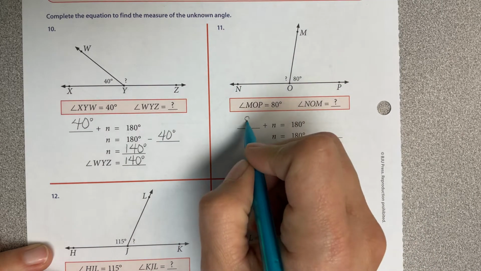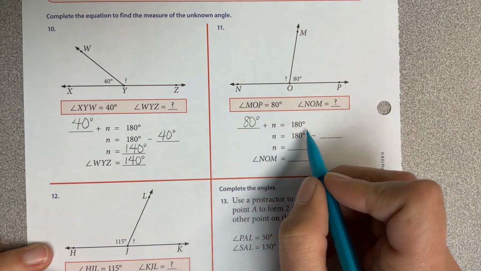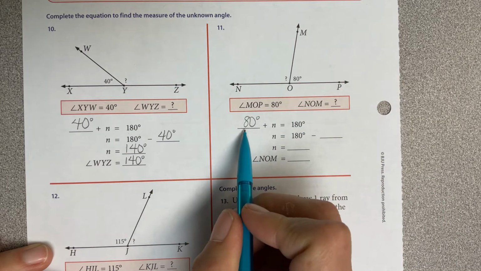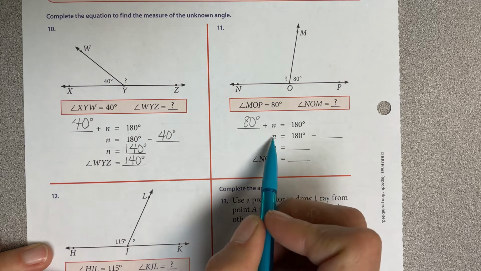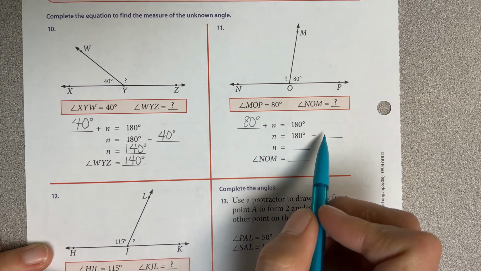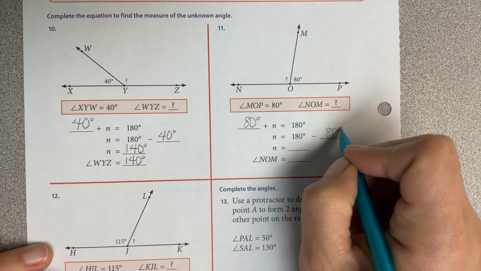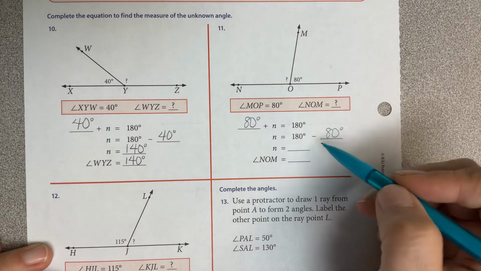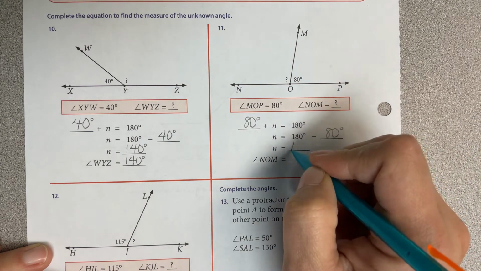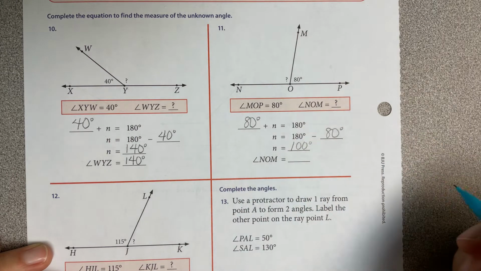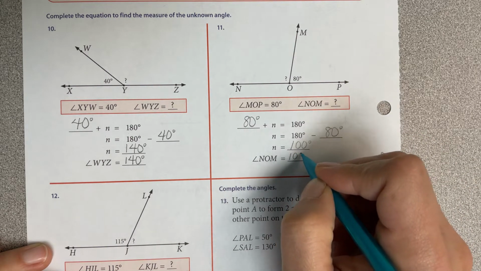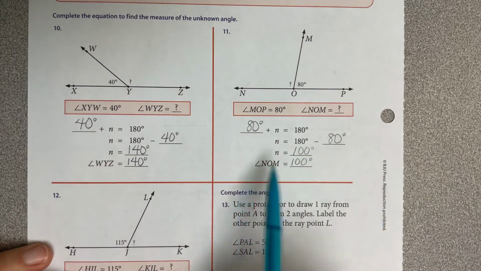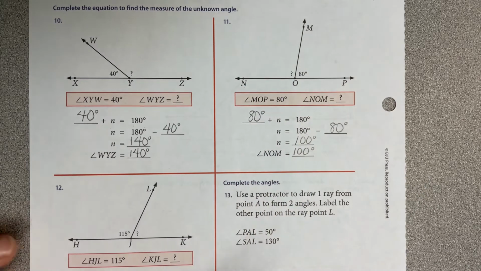So my known is 80 degrees plus n equals 180 degrees. I subtract 80 degrees on this side to get n by itself. Whatever I do to one side, I must do to the other to keep them equal. So I subtract 80 degrees on the other side. 180 degrees minus 80 degrees is 100 degrees. So angle NOM is 100 degrees. Okay, so we've got angle POM or MOP, and we have angle NOM.